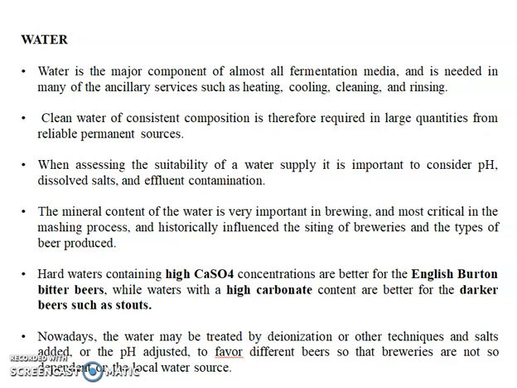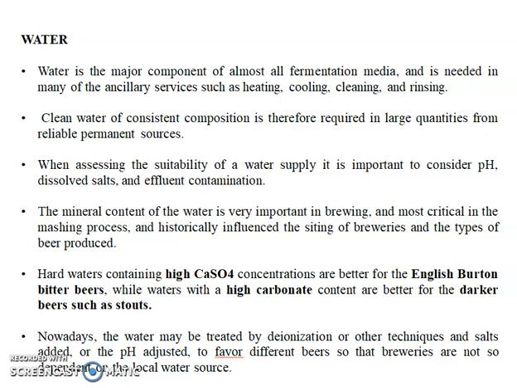Clean water of consistent composition is therefore required in large quantities from a reliable, permanent source. If you are running a fermentation industry, water is one of the predominant materials, and it should be a reliable and permanent source. When assessing the suitability of a water supply, it is important to consider pH, dissolved salts, and effluent contamination. All water is not the same.